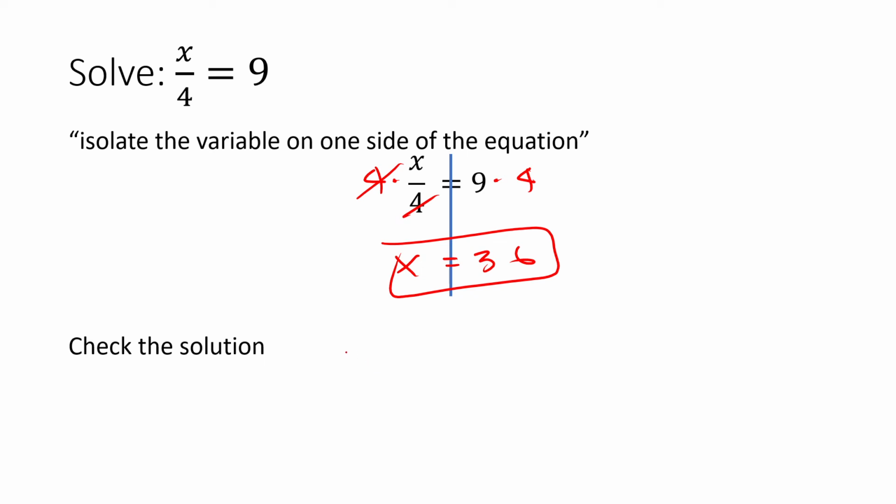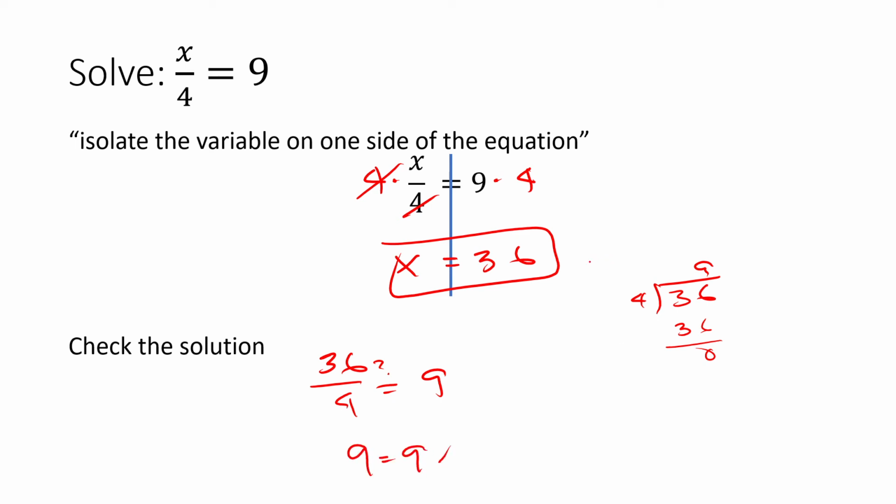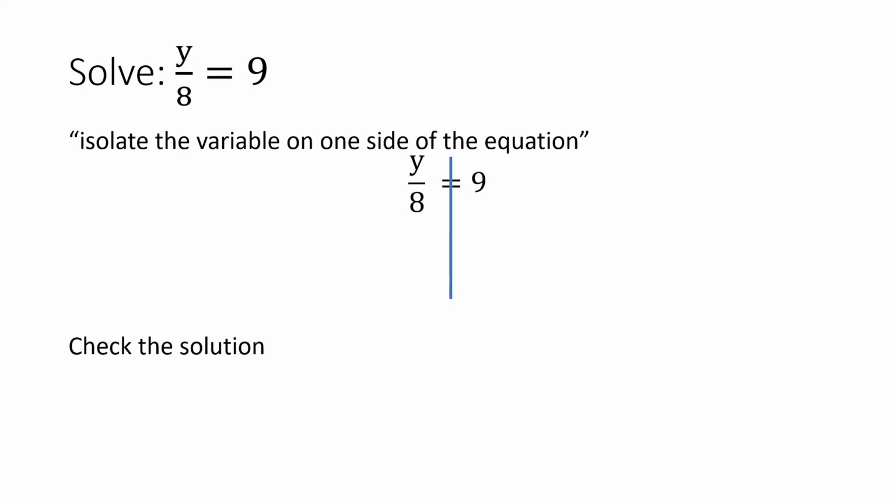Now let's check the solution. 36 over 4 is equal to 9? Question mark. Well, if you divide 36 by 4, you'll get 9. 9 times 4 is 36. 0, so that means 36 over 4 can be simplified to 9. And since 9 is equal to 9, our solution checks out.